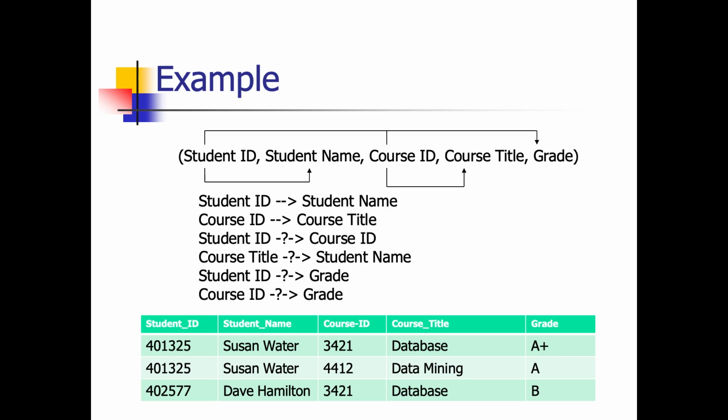Now, based on these dependencies, you can identify the normal forms. Which normal forms did we cover in this class? First, second, and third normal form, right? So we have 1NF, 2NF, and 3NF. For the first normal form, this is all about atomic values and no repeated groups.